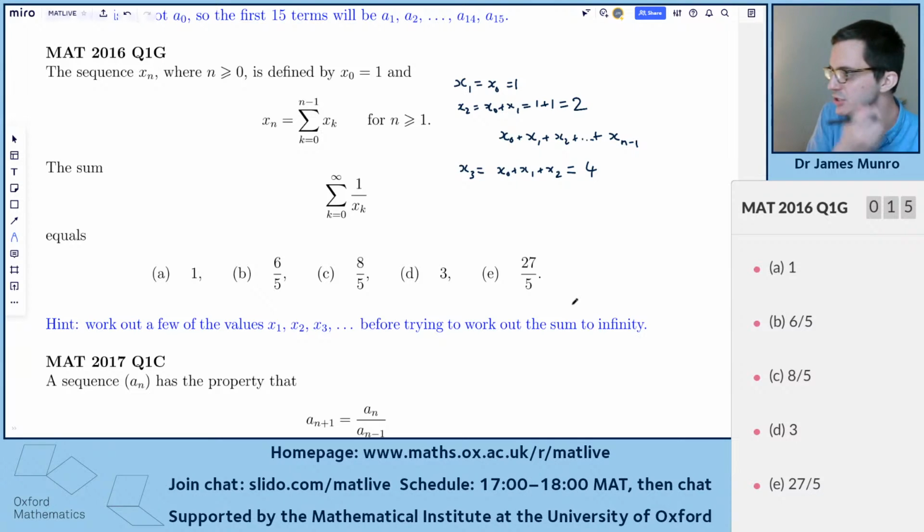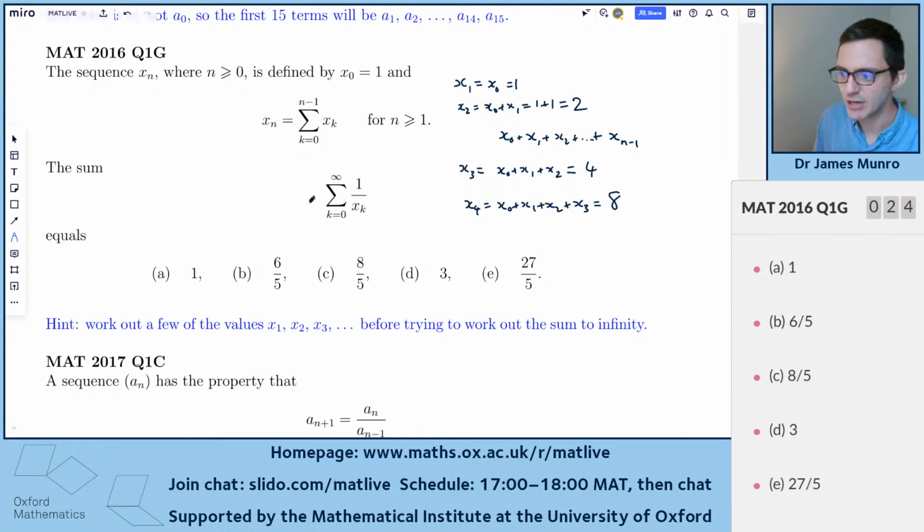Oh, Gary says Fibonacci, because it looks like adding together previous things. This does look a bit Fibonacci over here. But down here, this looks less Fibonacci. In particular, the number 4. Not Fibonacci. Right. Okay. x4 is x0 plus x1 plus x2 plus x3, which is 8, I think. 1, 1, 2, 4, 8. Yes. And now I'm getting really suspicious. I haven't read on yet.